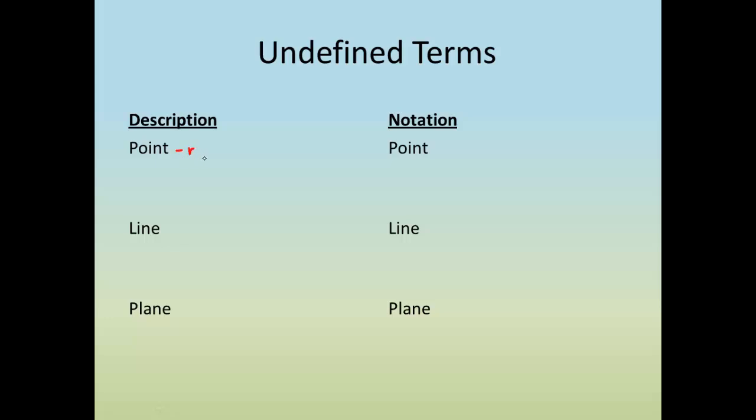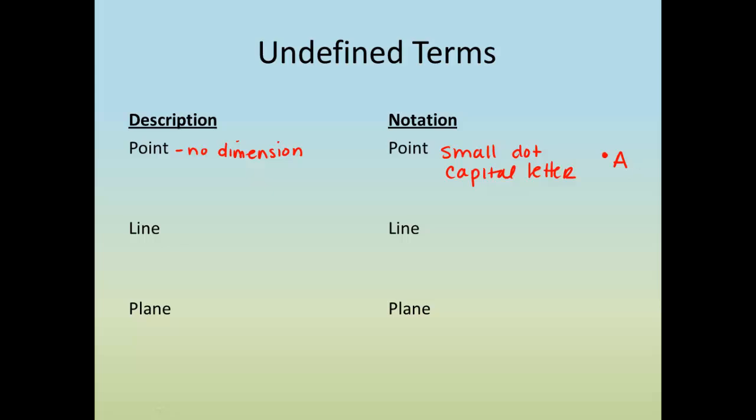A point has no dimension. Now, even though when we draw a point, it appears to have dimension, that's only because of our pen tip or pencil forcing a dimension. But truly, a point has no dimension. It is represented by a small dot and a capital letter. This would be point A.